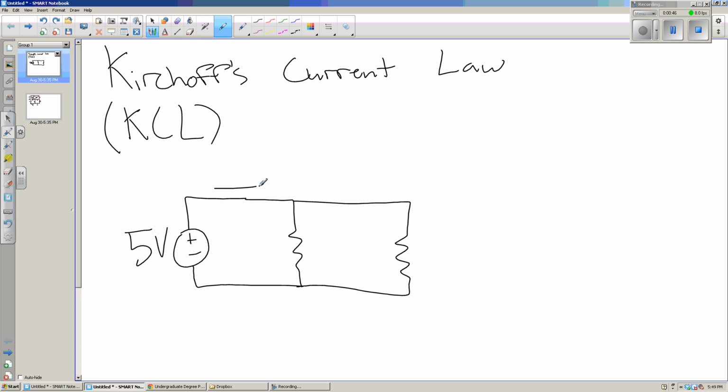So let's say we've got a current here, I1, and we've got a current here, call it I2, and then I3 over here. So at this node, I1 plus I2 plus I3 must equal 0.